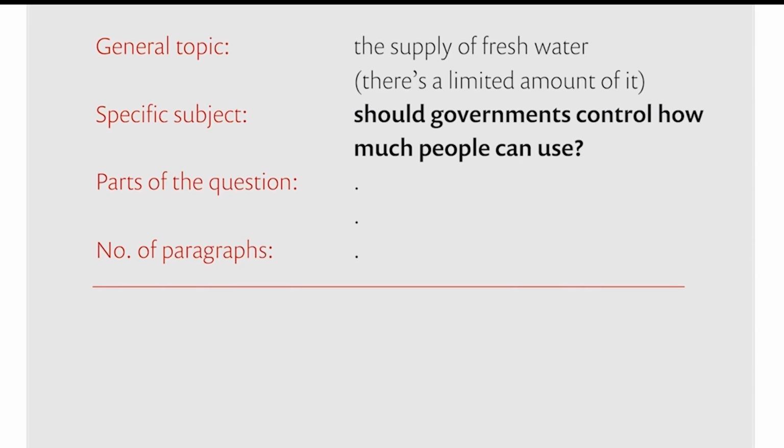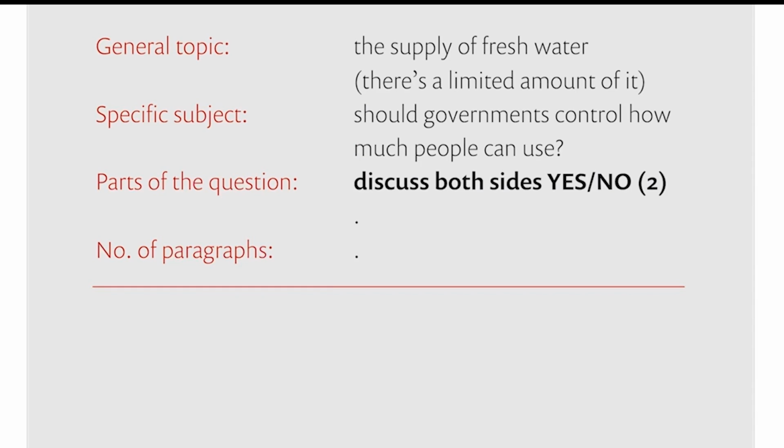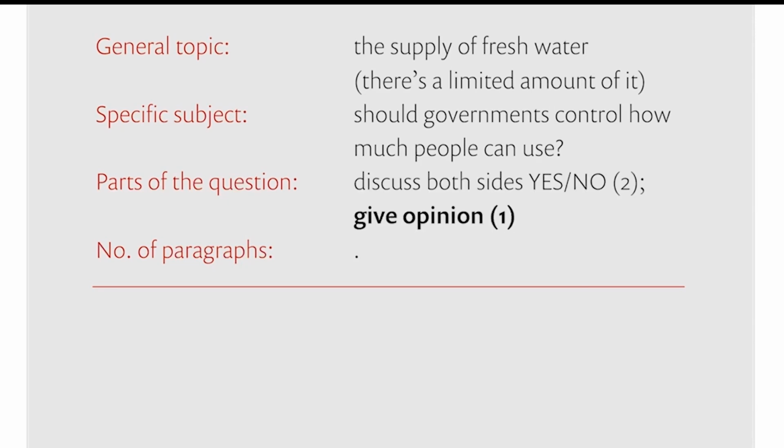Now for the task. What are we being asked to do? How many things are we being asked to do? For a start, we're asked to discuss both views. Should governments control supply? Yes or no? We're asked to present both arguments. Having done that, we're asked our own opinion. Which argument wins and why? So there's a total of 3 parts to the question.